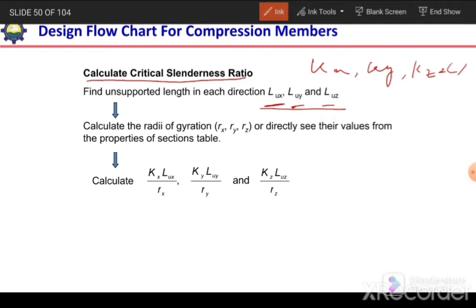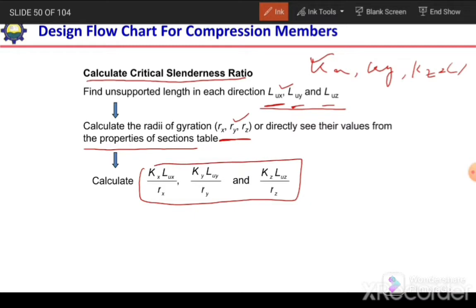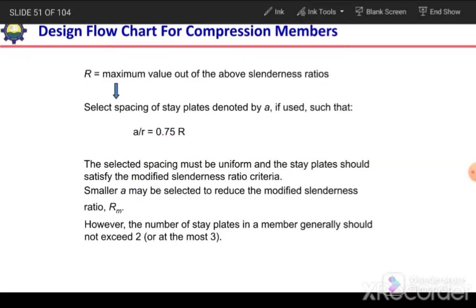Okay, so once we have the K value and L value, then we need to determine this r value, or we can directly select these values from the table of LRFD properties of the section, or we can calculate the radius of gyration in x, y and z direction for the selected section. So once we have these three values k, l and r, we can easily calculate the slenderness ratio value. The largest value out of these three will be our selected or critical value. So r will be equal to the maximum value out of the above slenderness ratios in x, y and z direction.